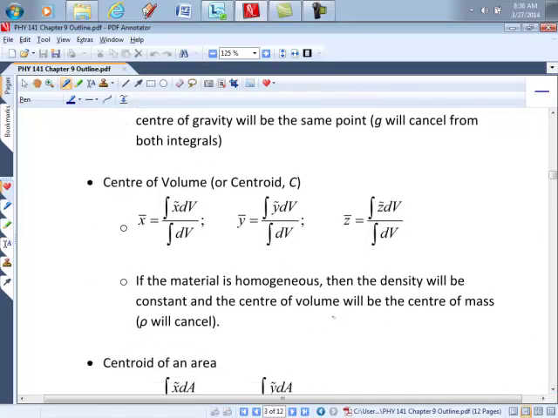That's what this is saying here. So if the material is homogeneous, then the density will be constant and the center of volume will be the center of mass. In other words, rho will cancel.